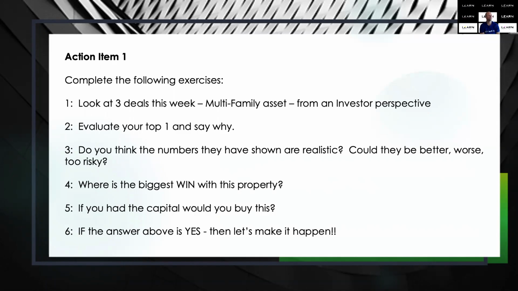All right, so homework: look at 3 deals this week. Multifamily assets from an investor perspective. Evaluate your top one and say why. And do you think the numbers they have shown are realistic? Could they be better, worse, too risky? And I say that because right now, what we're seeing in 2020 is a lot of these multifamily owners are not reporting their true numbers. They're stopping back in like March before the pandemic really got a hold. And it's difficult to evaluate the future because of the uncertainty right now.